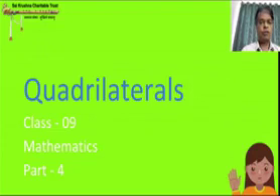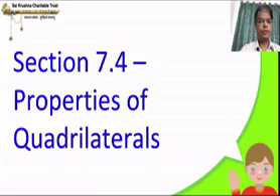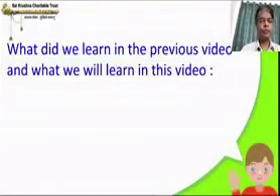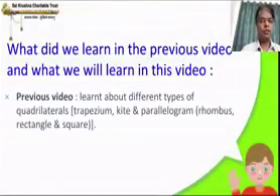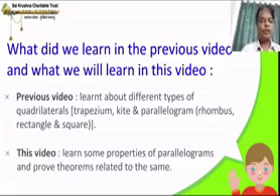Let's see part 4 of the quadrilaterals chapter now. Section 7.4 of our textbook, properties of quadrilaterals. In the last video, we learnt about different types of quadrilaterals, that is trapezium and kite, plus parallelograms, that is rhombus, rectangle and square. In this video, we'll learn some properties of parallelograms and prove theorems related to the same.